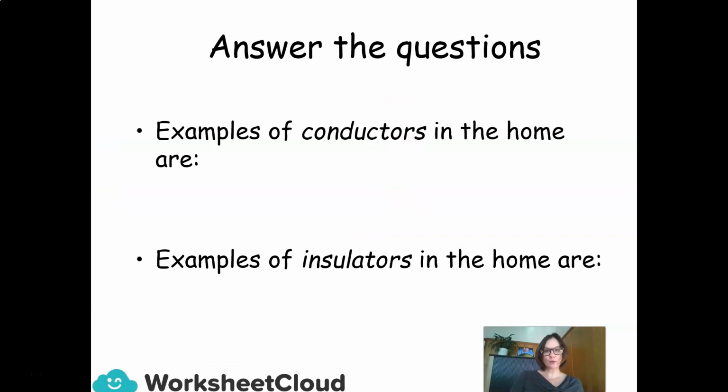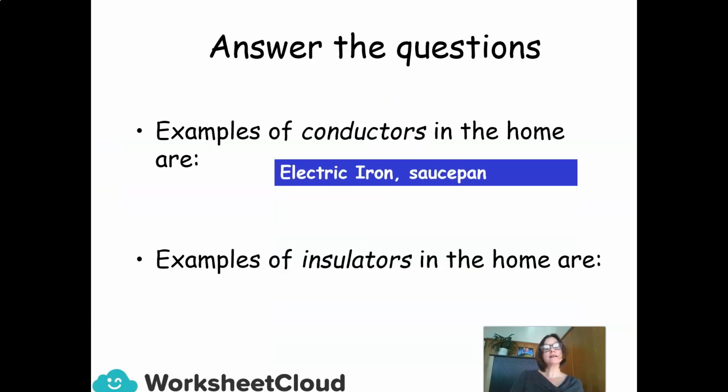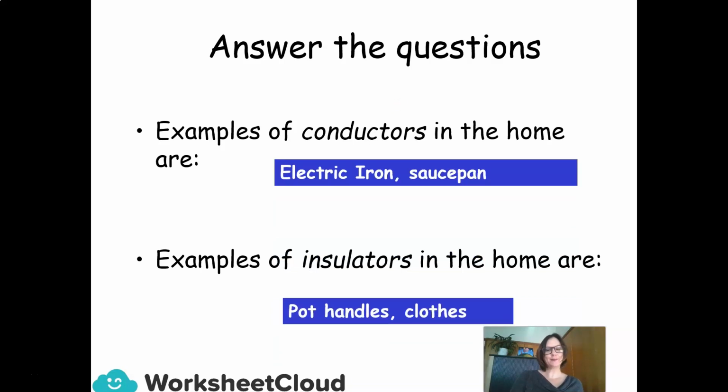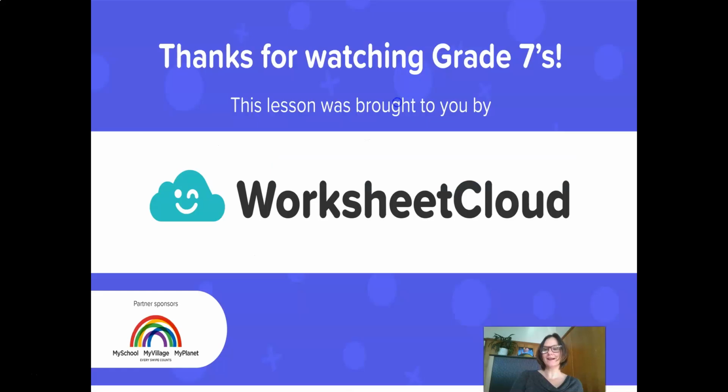Quickly answer these questions. Conductors in the home would be your electric iron and your saucepan, and insulators in your home would be pot handles, clothes, and that's why you wear a jersey in winter, to insulate you and prevent your body heat from escaping.